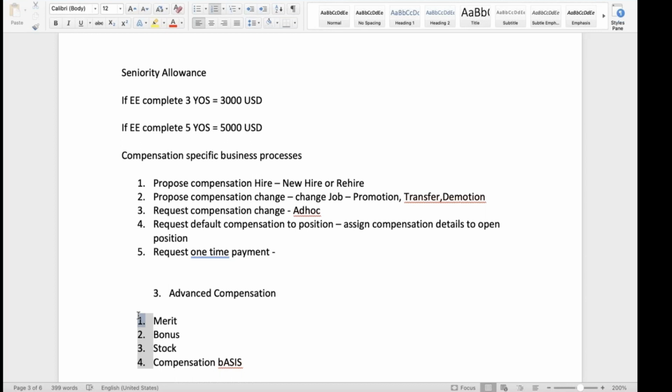Kiran, these are all there in normal core compensation also, no? Bonus, for example, is there. In the calculated plan, bonus is also there, no? So why is advanced required? Okay, I will explain while I'm configuring on the tenant.